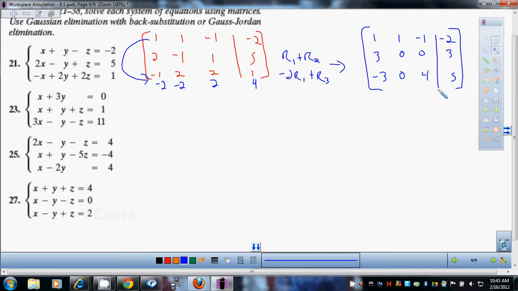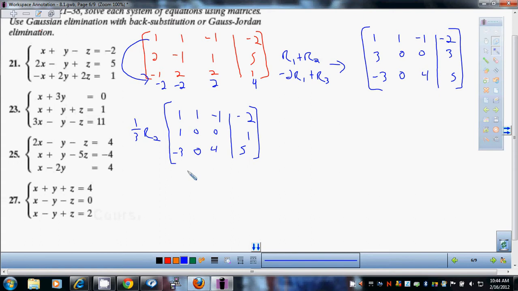Yes, you do. In fact, right now, how would that equation read? 3x equals 3. So what actual matrix operation could I do to reduce that? 1/3, row 2. If my next step was 1/3, row 2, that would give me 1, 1, negative 1, negative 2, 1, 0, 0, 1. 1 is what we like. Negative 3, 0, 4, 5. You're right, x is done.